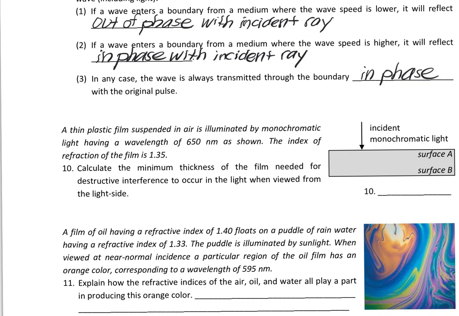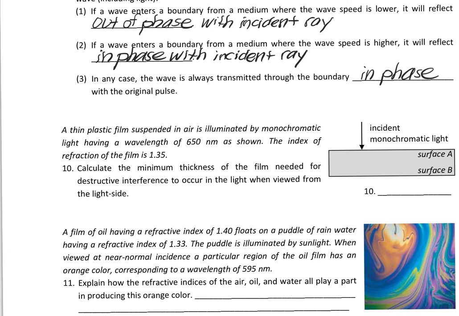It says thin plastic film suspended in air, illuminated by a monochromatic light with a wavelength of 650 nanometers. The index of the film is 1.35. Calculate the minimum thickness of the film needed for destructive interference to occur in light when viewed from the side of the light. And so we have this is the destructive interference condition, and we're going from air into a material that has an index higher than air, so here we go.